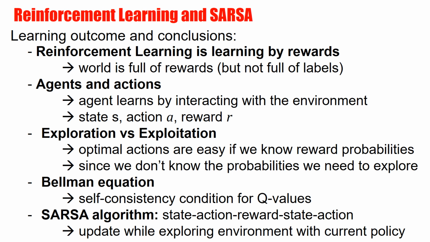When you do online exploration, online estimation of what's good, then you have this trade-off between exploration and exploitation. In principle, the best action is the one with the highest Q values, but you don't know the Q values because you don't know the reward probabilities, and that's why we need to explore. Now the Bellman equation gives the self-consistency condition for Q values, and the SARSA algorithm evolves towards these self-consistent solutions. And you do this while exploring the environment with the current policy, completely online, iterative, a beautiful algorithm.